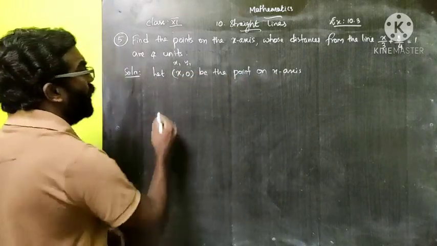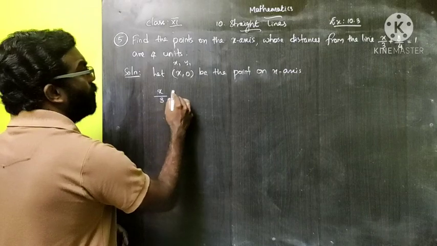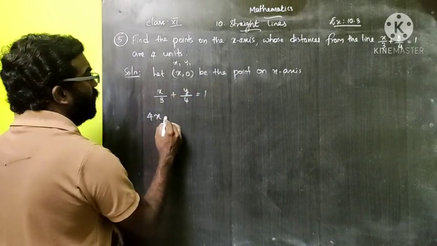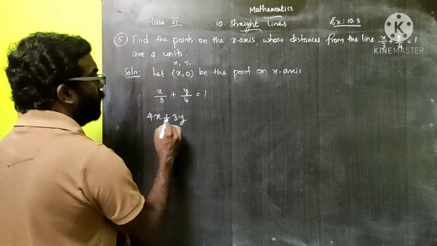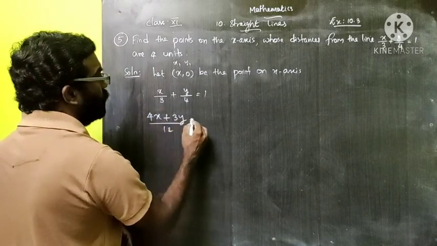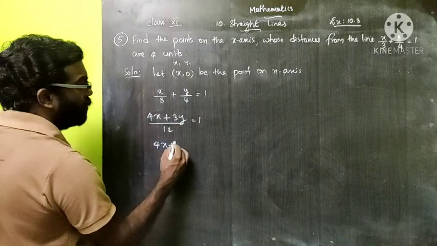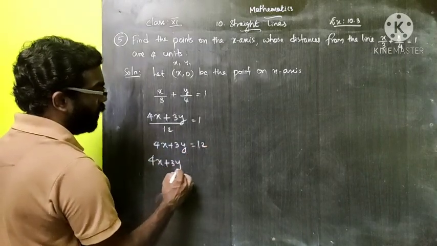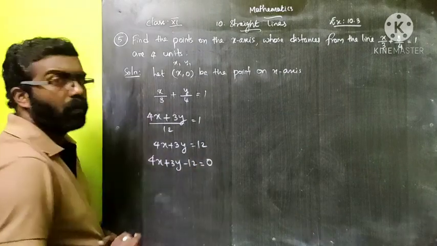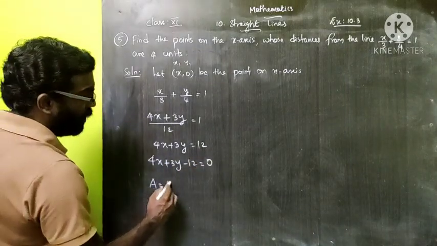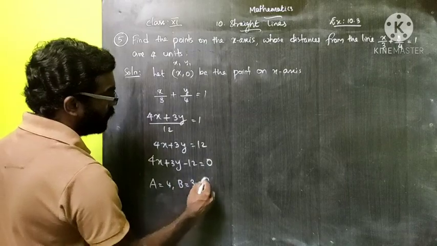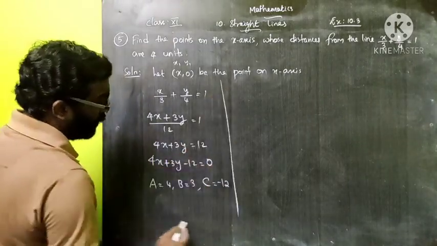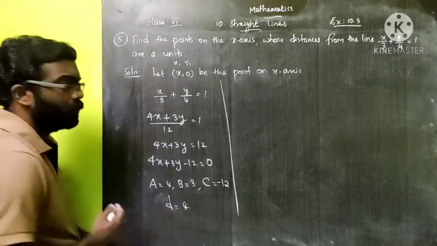And the equation of the line is x by 3 plus y by 4 is equal to 1. On cross multiplication we get 4x plus 3y divided by 12 is equal to 1. Or we can write 4x plus 3y is equal to 12, so 4x plus 3y minus 12 is equal to 0. That is a is equal to 4, b is equal to 3 and c is equal to minus 12. And the distance d is given as 4 units.